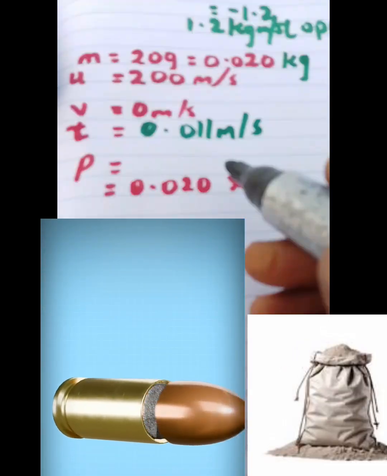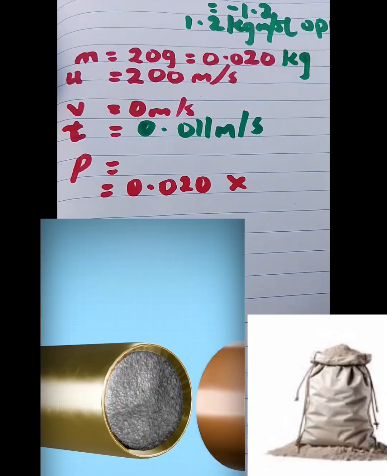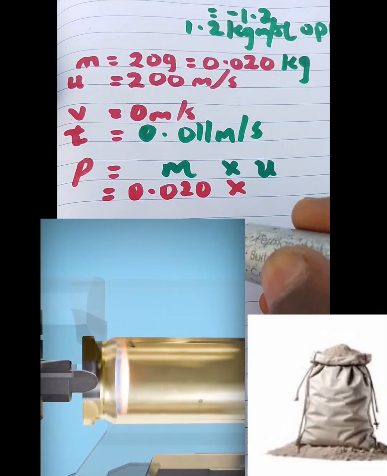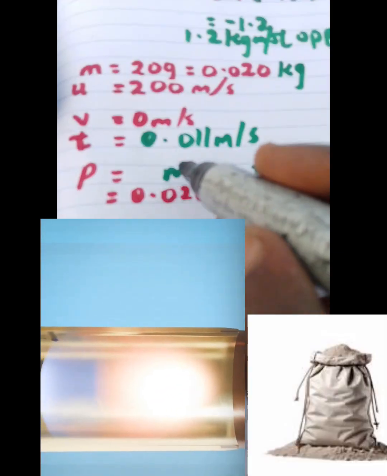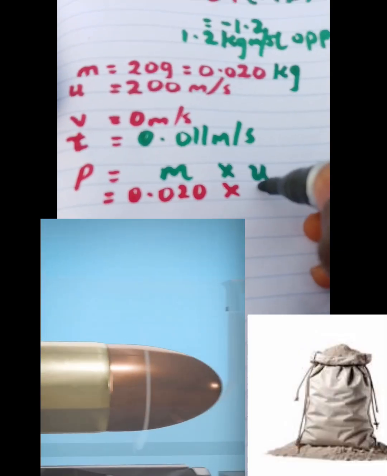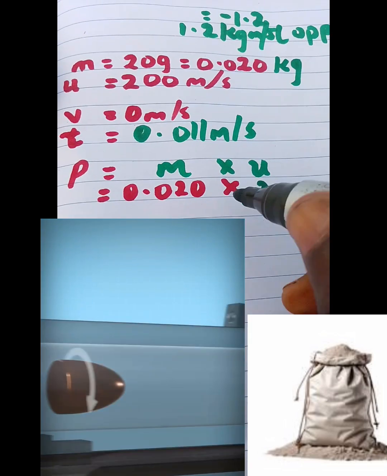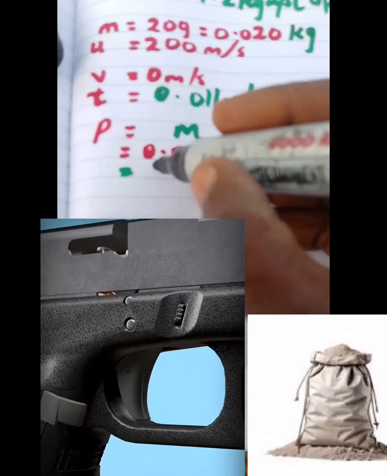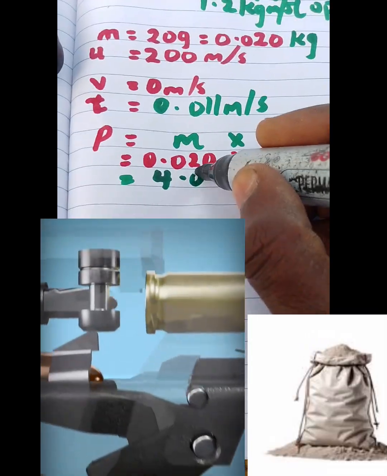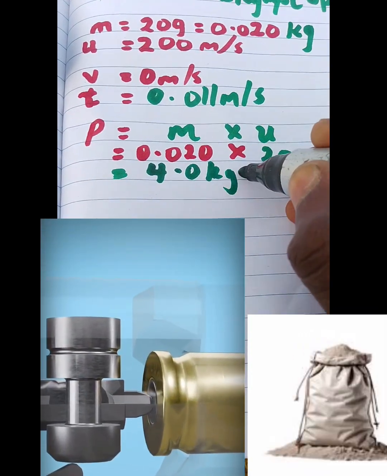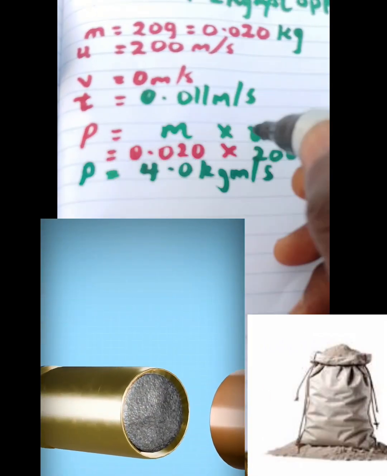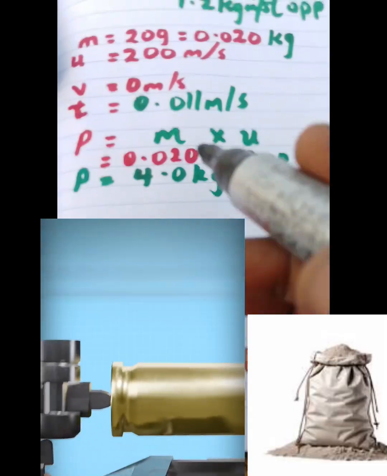And of course, momentum is mass times initial velocity just before hitting the bag, because it starts with an initial velocity of 200 meters per second, so times 200. Multiplying this value, we get 4.0 kilogram meter per second. This is the momentum just before hitting the bag.